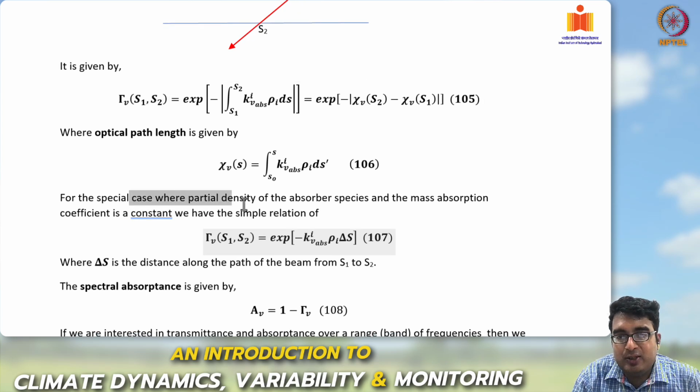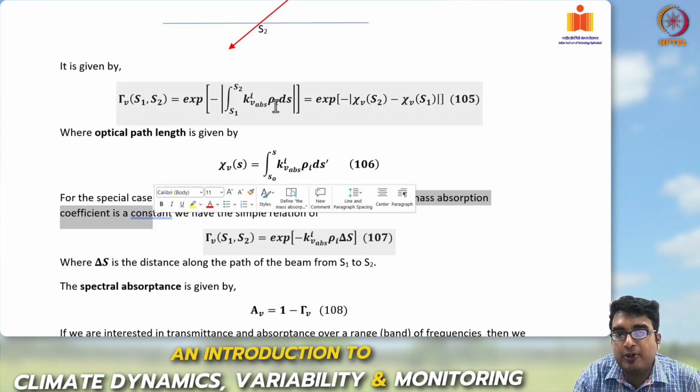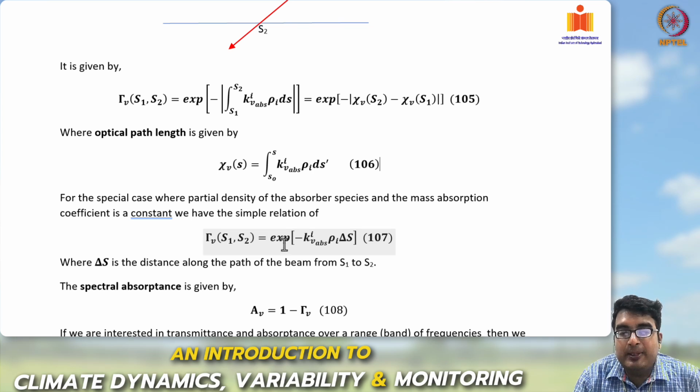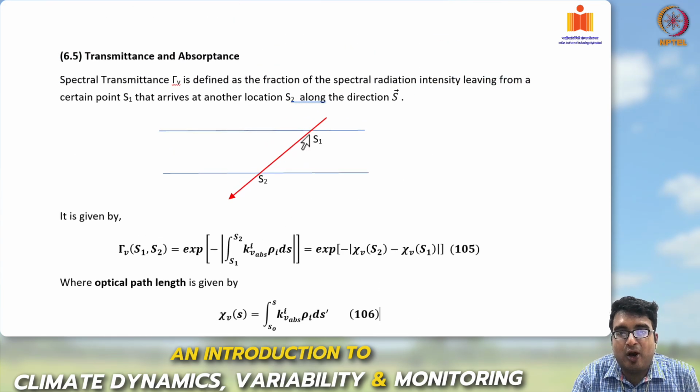For the special case where the partial density of the absorber species, this rho I, and the mass absorption coefficient k are constant, suppose rho I and k are not dependent on S, then we can take this out of the integral and we just get transmittance is the exponential of minus the absorption coefficient times rho I times the distance between S1 and S2, which is just delta S, where delta S is the distance along the path of the beam from S1 to S2. So this is the transmittance of radiation from S1 to S2.